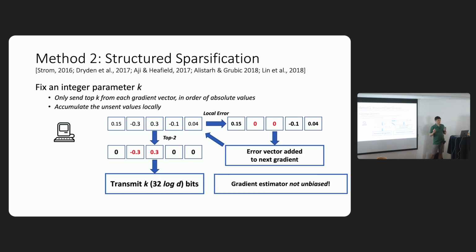Does this make sense? Yes? I think it's actually k multiplied by 32 plus the index bits, because we just tried the numbers. Ah, yes, sorry, you mean here. Yeah, that's right.